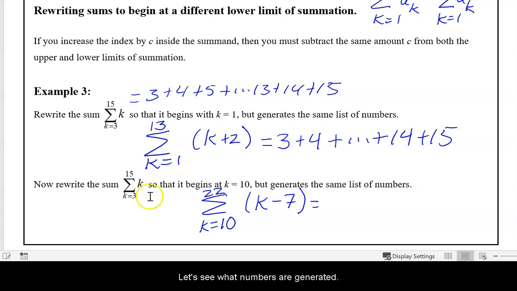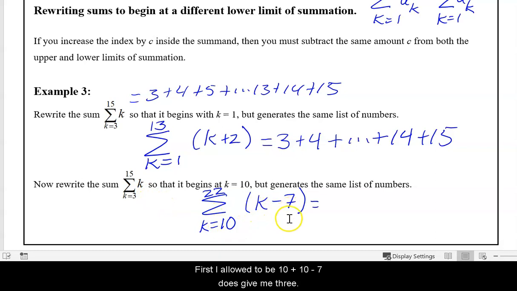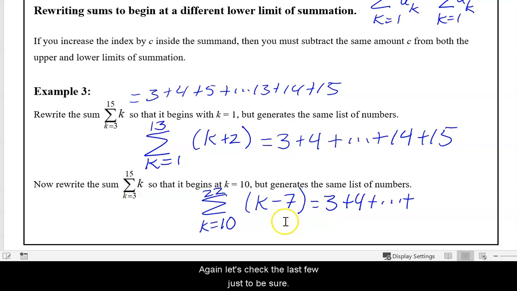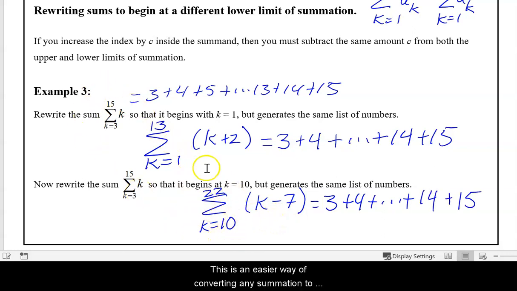Let's see what numbers are generated. First, I allow k to be 10, and 10 minus 7 does give me 3. Then k is 11, and 11 minus 7 does give me 4. Again, let's check the last few just to be sure. 22 minus 7 would generate 15. And the second to the last, 21 minus 7, would generate 14. This is an easier way of converting any summation to begin at any number you like.